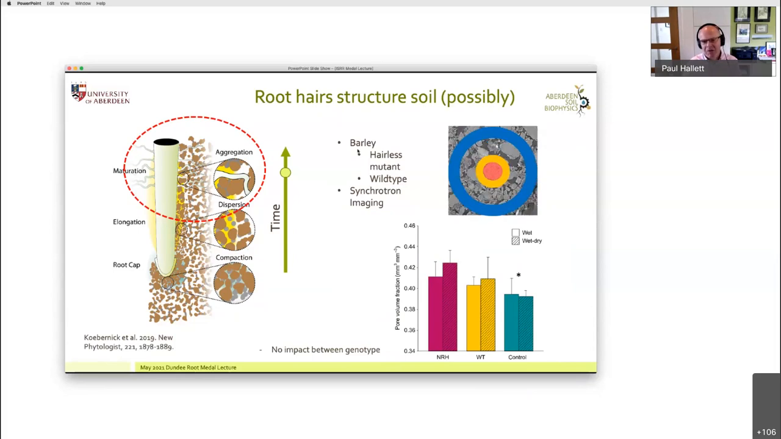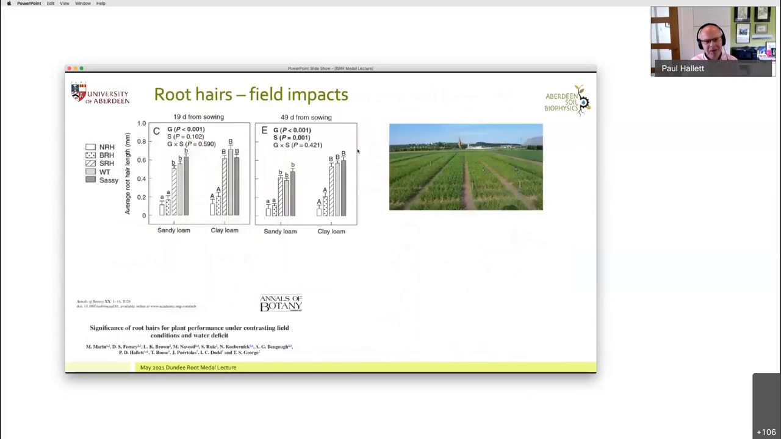Now, what I've shown you so far is limited to the lab. It's also often limited to quite young plants or exudates that have been extracted through approaches like hydroponics, where we may have artifacts induced. Now, obviously, we need to check out what's happening in the field.